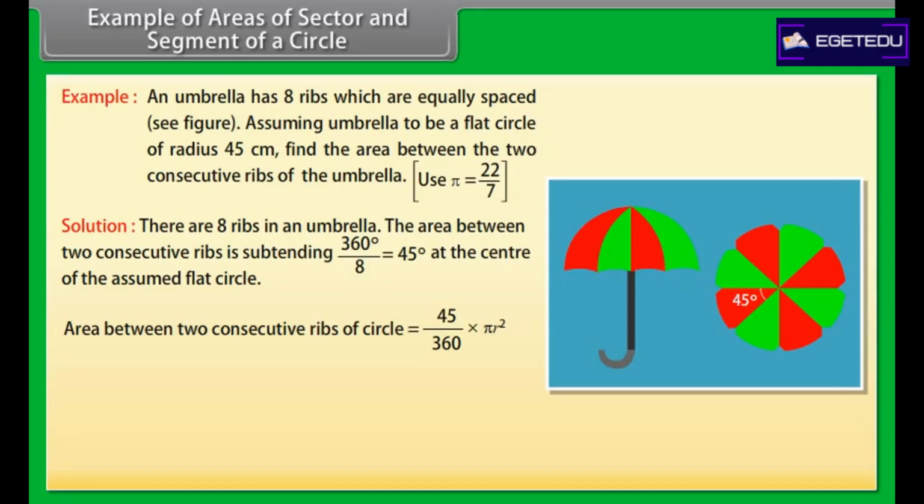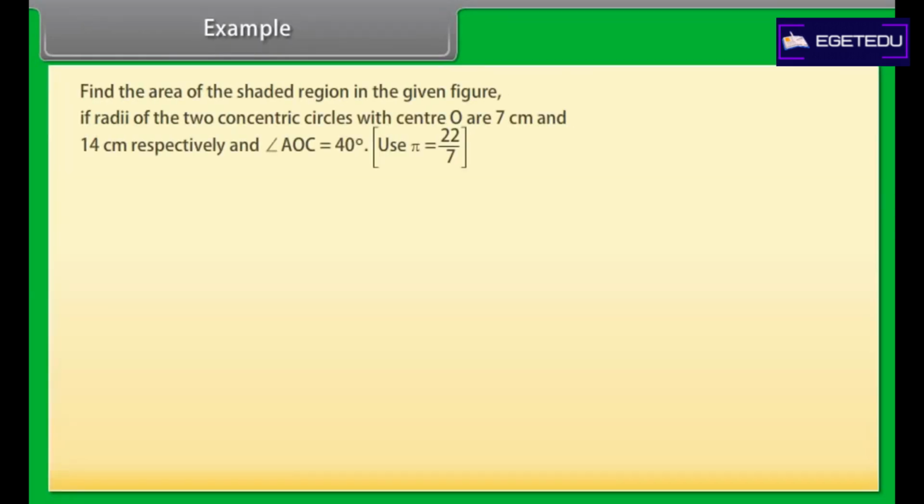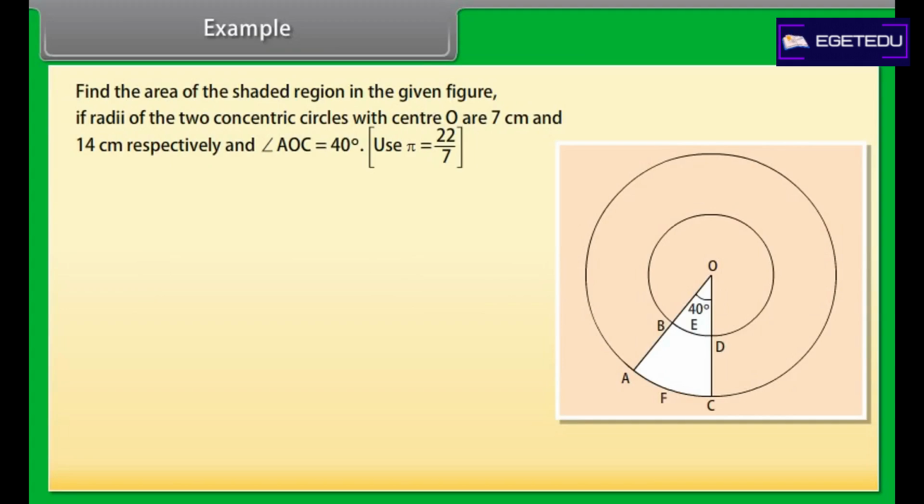Example. An umbrella has 8 ribs which are equally spaced. See figure. Assuming umbrella to be a flat circle of radius 45 centimeter, find the area between the 2 consecutive ribs of the umbrella. Use pi as 22 upon 7. There are 8 ribs in an umbrella. The area between 2 consecutive ribs is subtending 360 degrees upon 8, which is 45 degrees, at the center of the assumed flat circle.